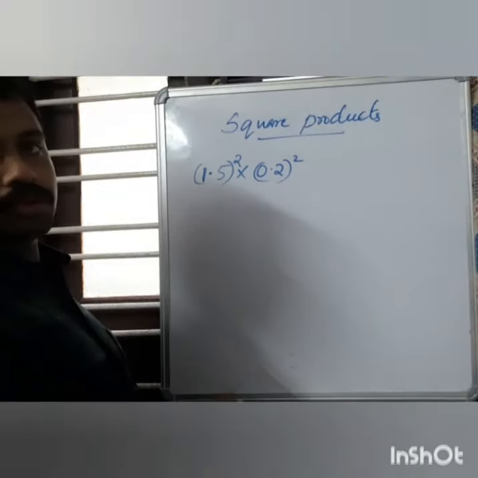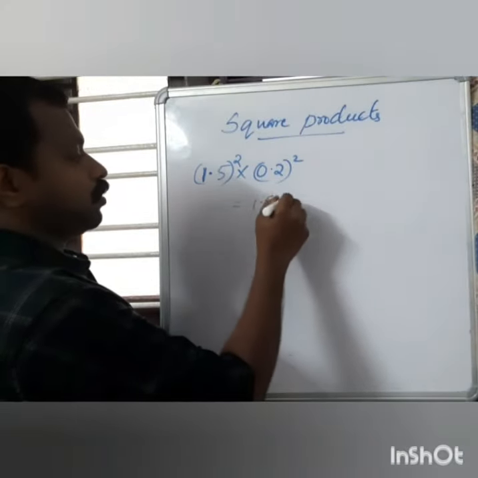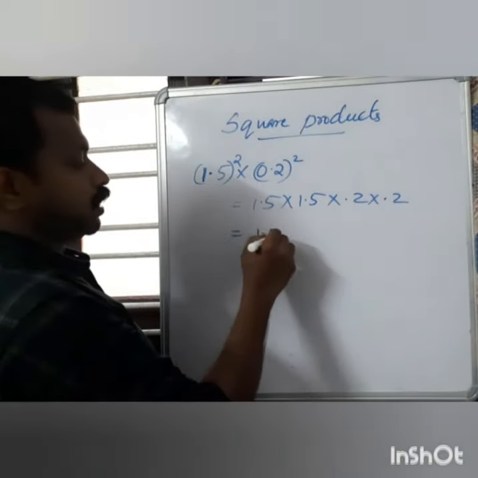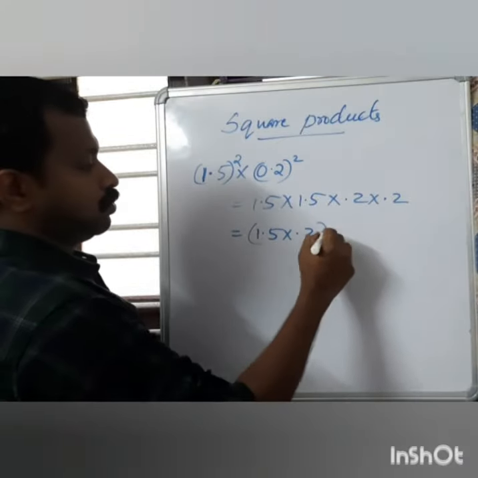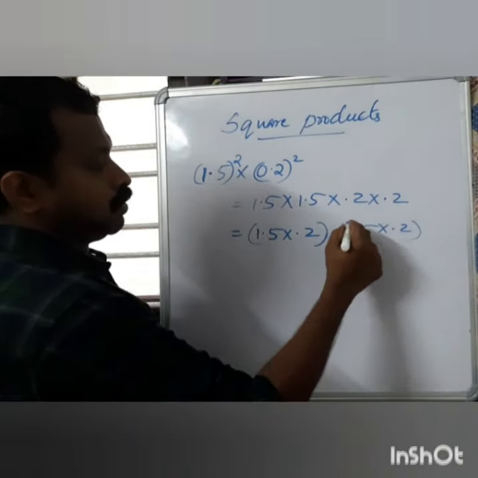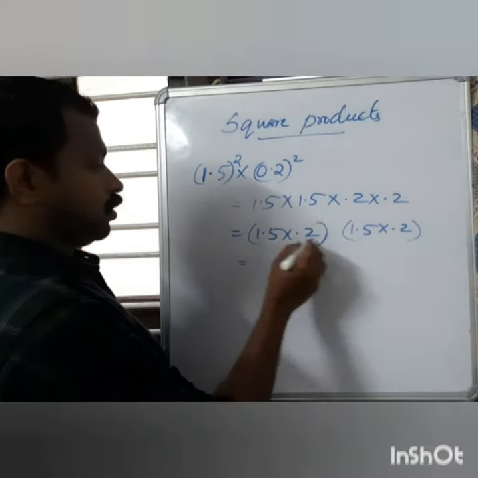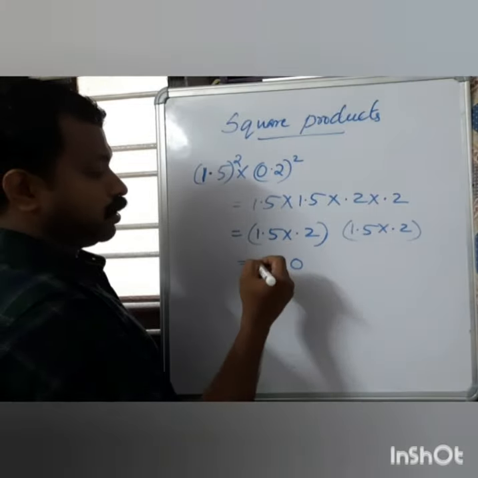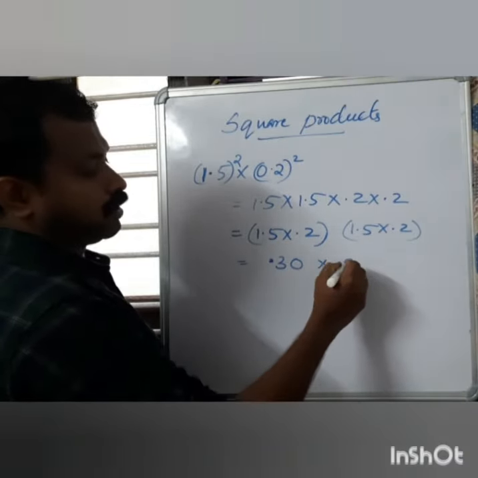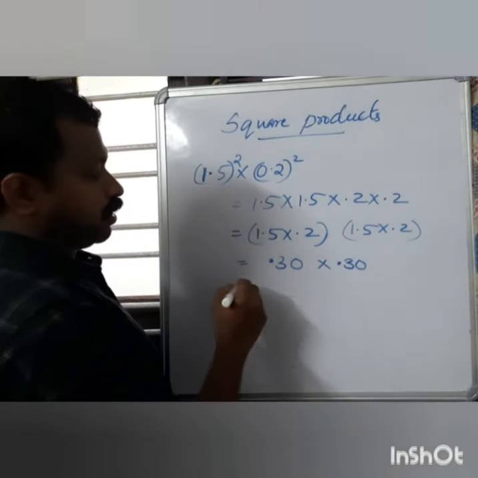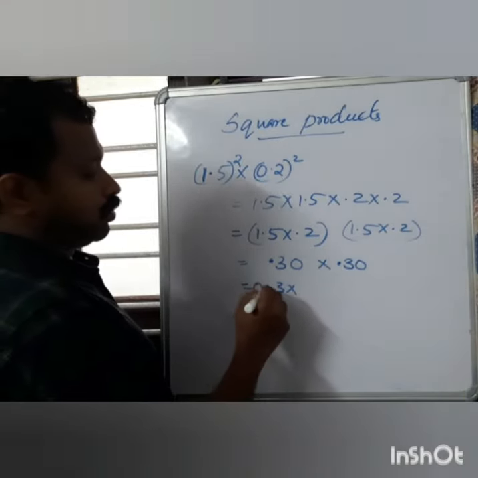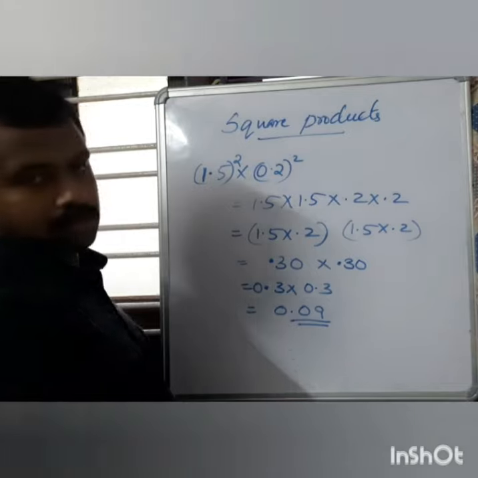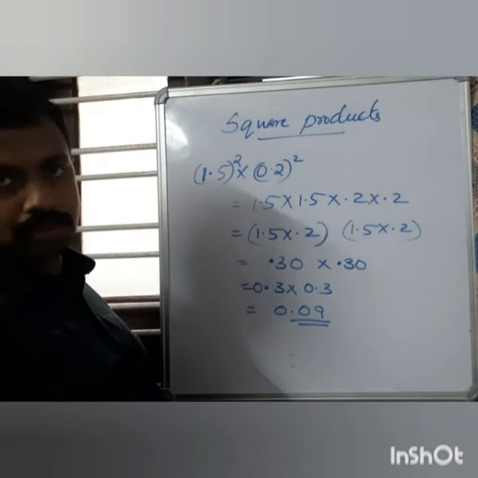1.5 square into 0.2 square. So it is 1.5 into 1.5 into 0.2 into 0.2. So you can write as 1.5 into 0.2, 1.5 into 0.2. 15 into 2 is 30. Here 2 decimals, so 0.3. Here also 15 into 2 is 30, 2 decimals, 0.3. So 0.3 into 0.3 is 0.09. 2 decimal places, so 0.09.